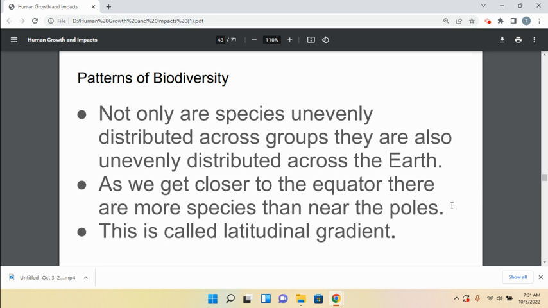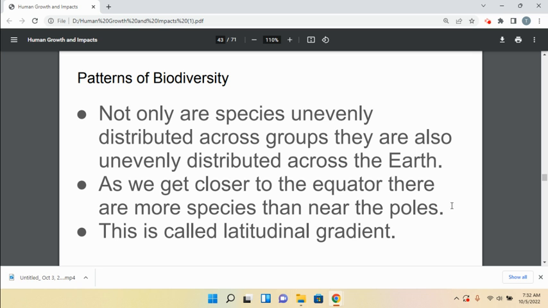As far as biodiversity is concerned, again, it's not going to be an even distribution. Not only are there a different number of animals in each of the different classes and families and so on, but where you find those species on the planet isn't evenly distributed. What you tend to find are more species closer to the equator, and then fewer species as you near the pole.